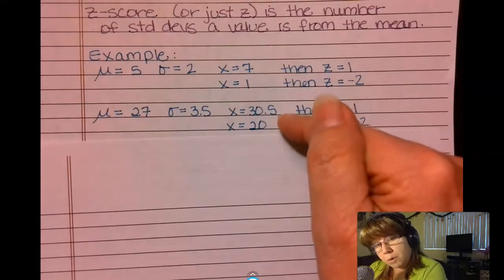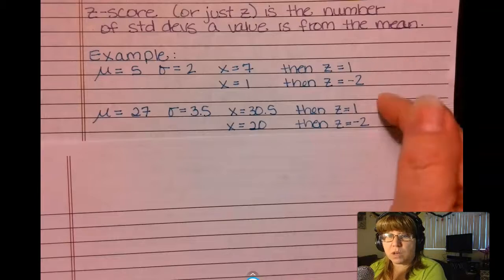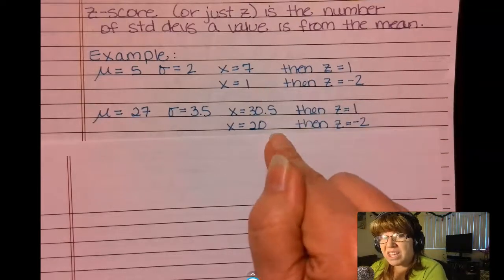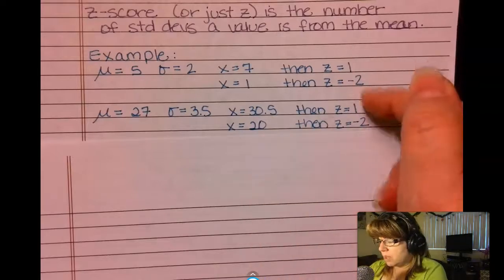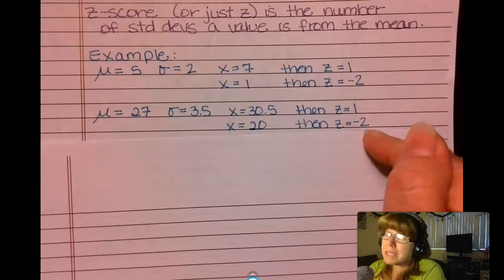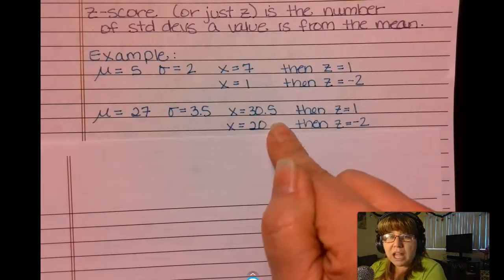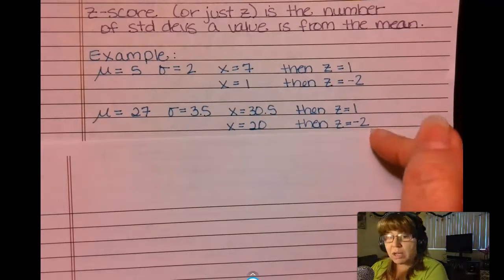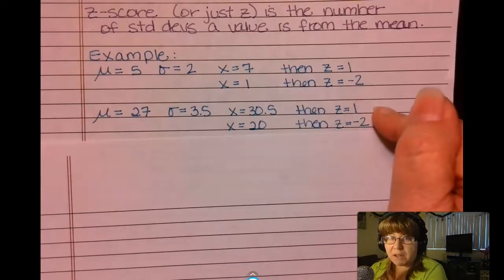7 is comparable to 30.5 within their data set because their z-scores are each 1.1 is comparable to 20 within their respective data sets because their standard deviations are both negative 2. That does not mean that 7 equals 30.5 and 1 equals 20. They're just comparable within their own data set. They're both negative 2, or 2 standard deviations below the mean, and 7 and 30.5 are 1 standard deviation above their mean.